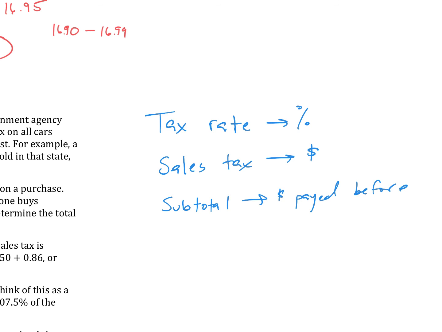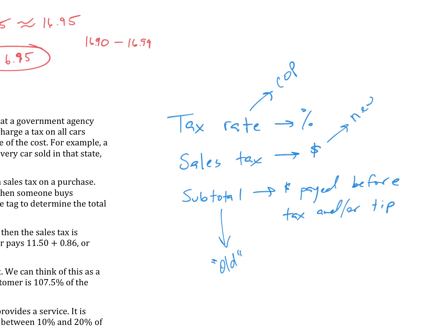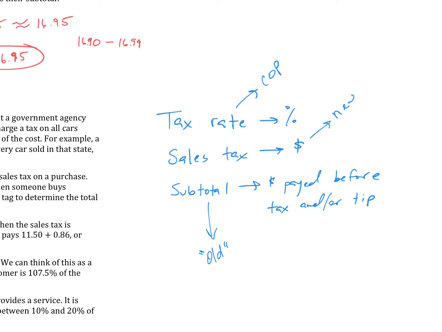before tax and or tip. Okay, this is kind of like our old, right, in our table, our old amount when we're using a table to solve. The tax rate is going to be your constant of proportionality, so that's our top. Whereas our sales tax, this is typically the new amount. I just want to point out here that we're not really utilizing this in a way that we're talking about percent increase. We're just using this old versus new to calculate, well, what is the sales tax versus the subtotal.